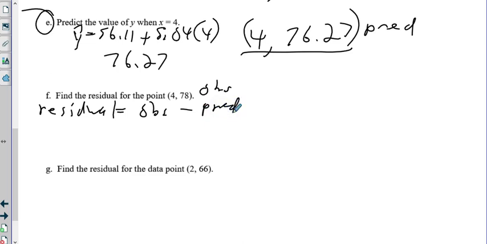So, we already know what 4 is predicted. We know what 4 is observed. So all we have to do is take observed, 78, minus predicted, 76.27, and subtract. When we do that, we get 1.73. Now, being that 1.73 is a positive number, is that above or below the line? That is above.